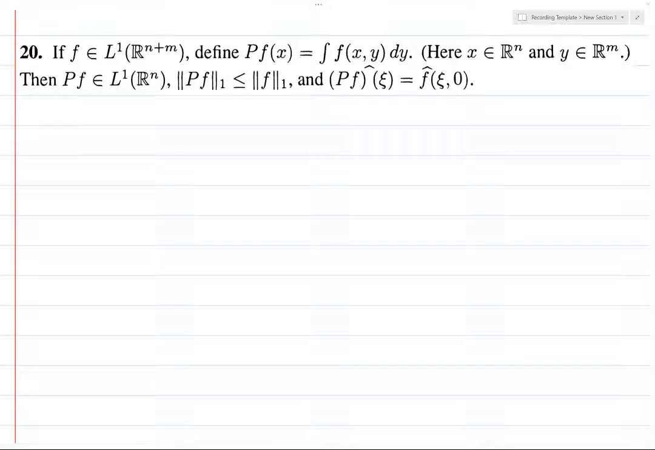Exercise 20. This is Fourier analysis, and a lot of these problems are really long and really computational. Nice, but computational. But then you've got problems like this. So, here's how we do this.